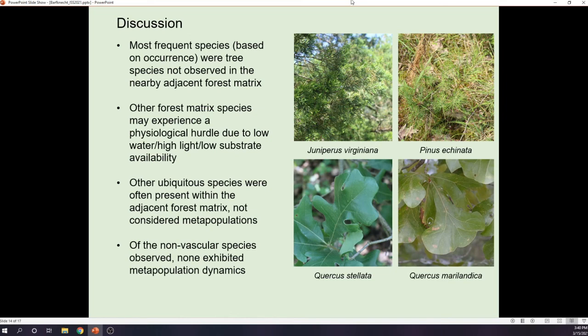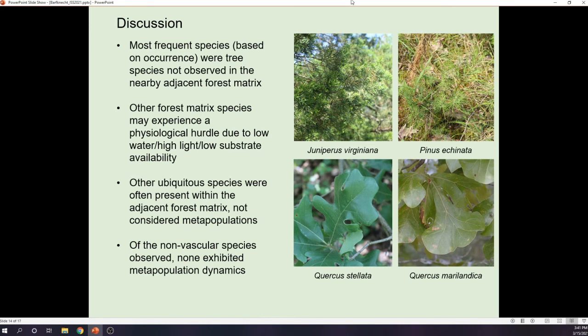Other ubiquitous species that were present within the adjacent forest matrix also tended to be within the sites, and vice versa. And so while they were analyzed for metapopulation dynamics, all of these species failed the significance test for the incidence function model, which means they're not considered metapopulations. So the list I presented earlier are species that were not necessarily directly observed in the hardwood adjacent matrix, and they're truly acting as patch-like populations.